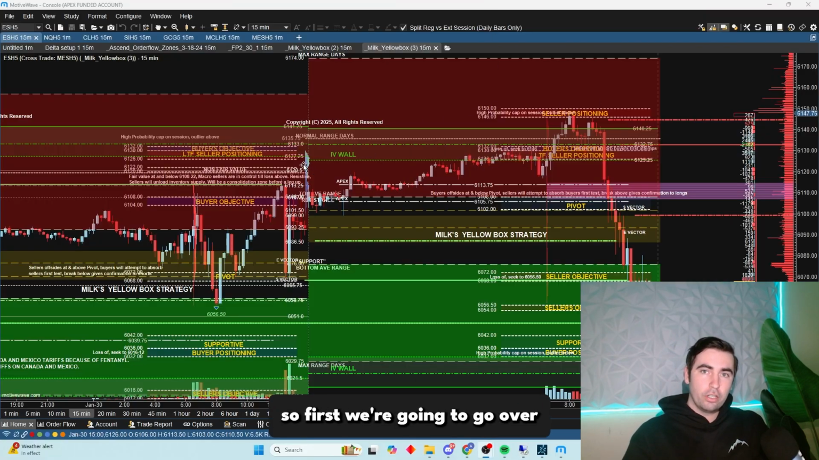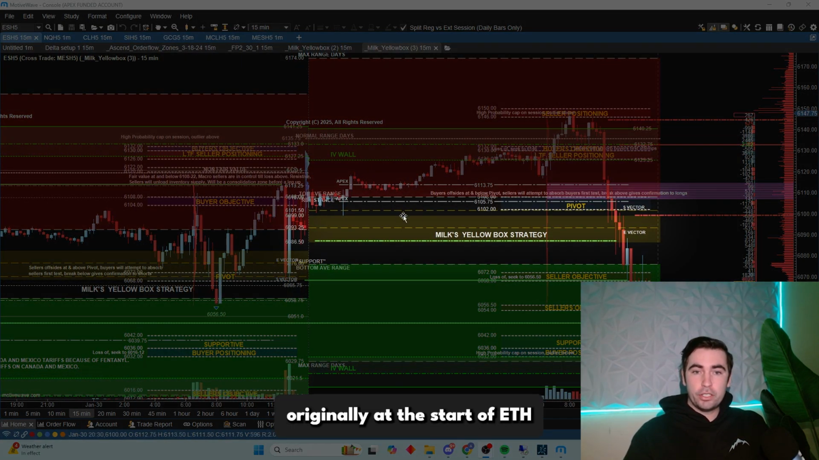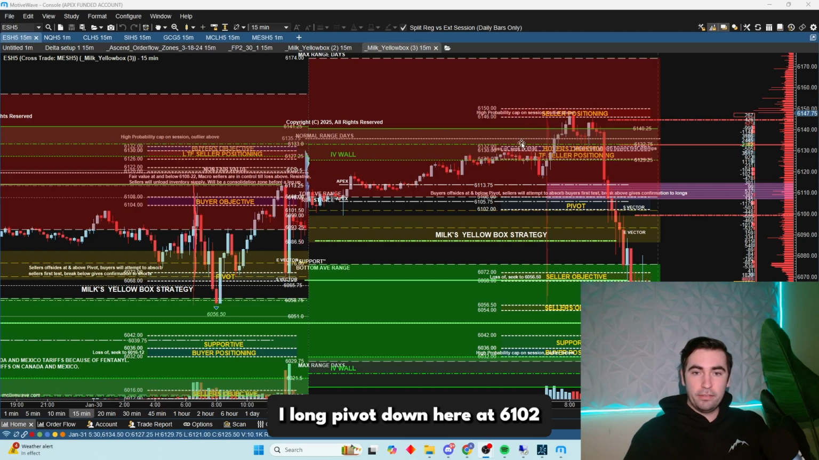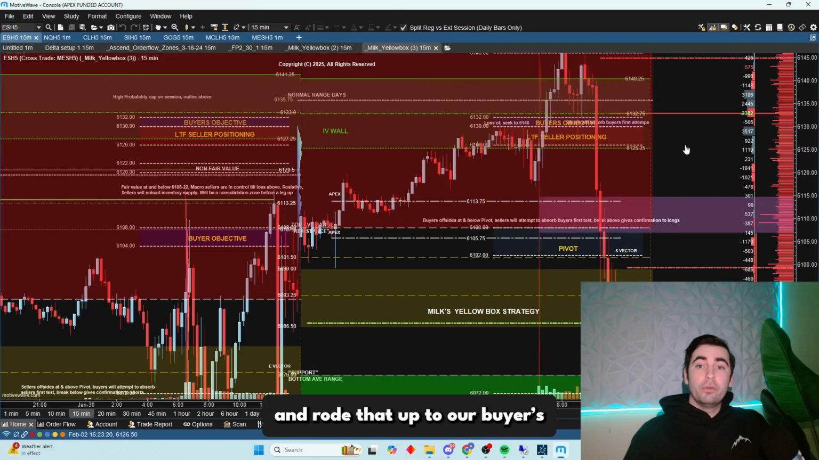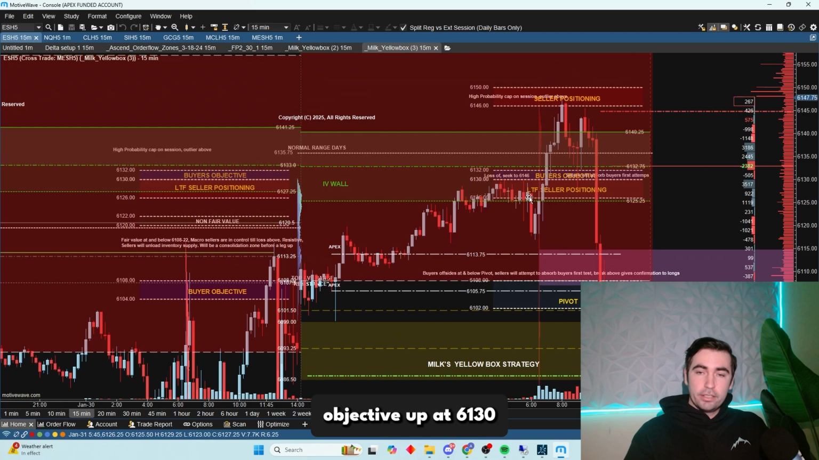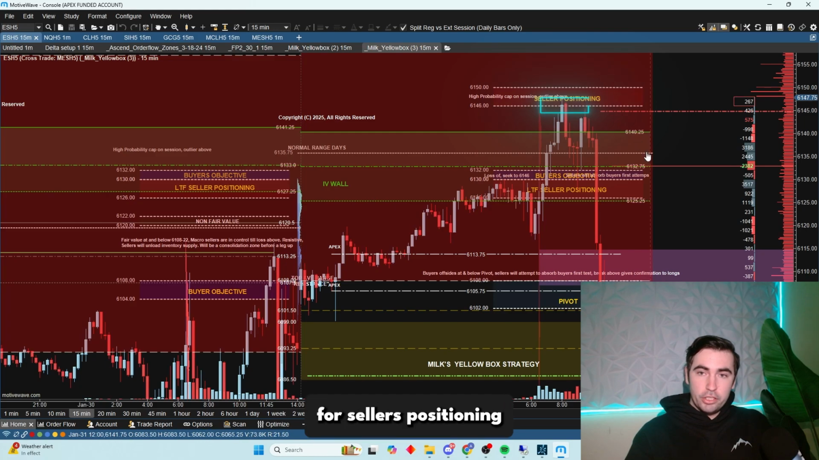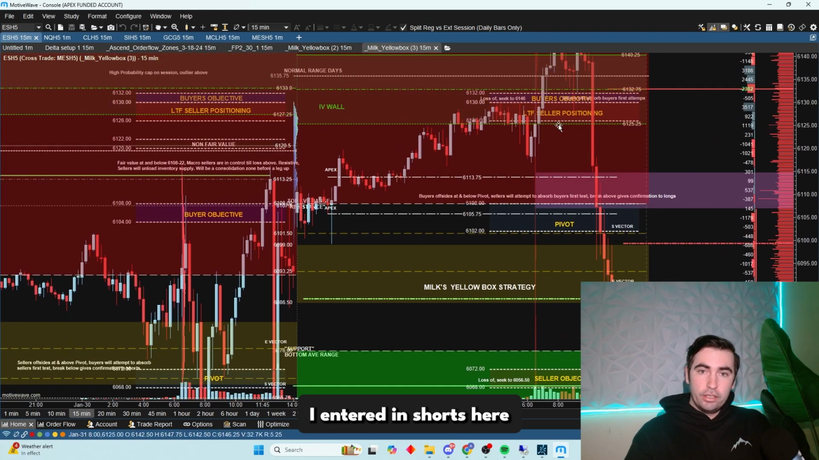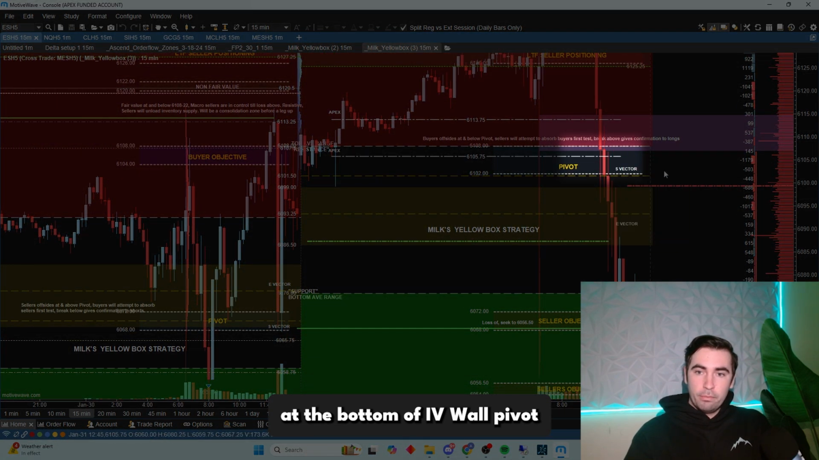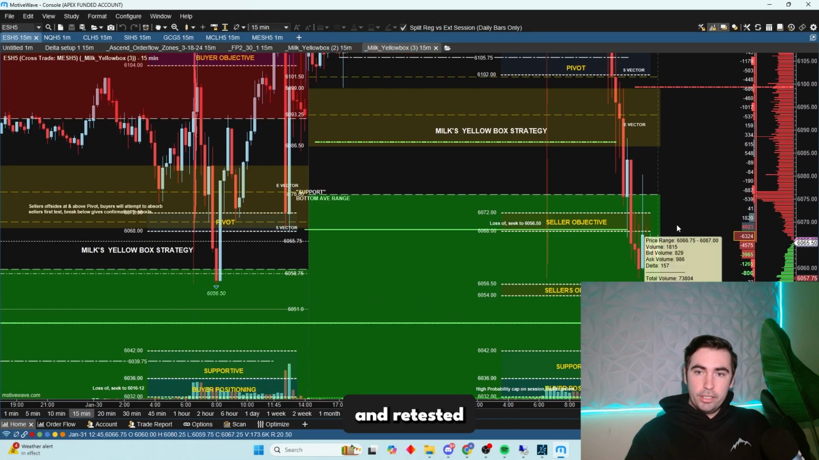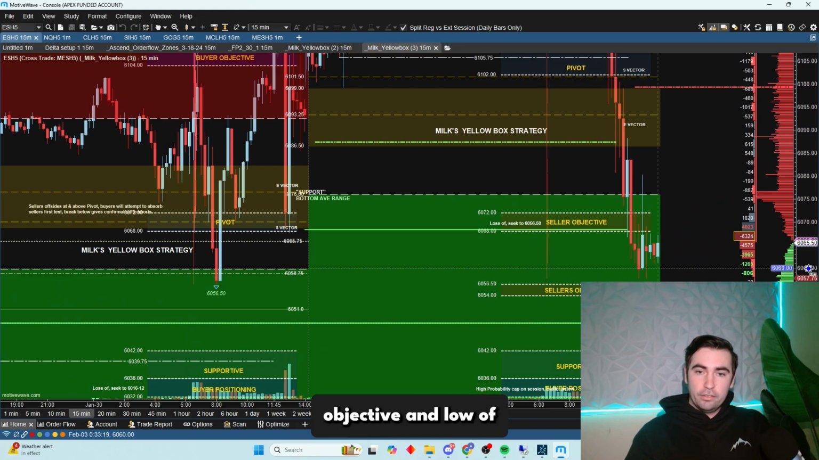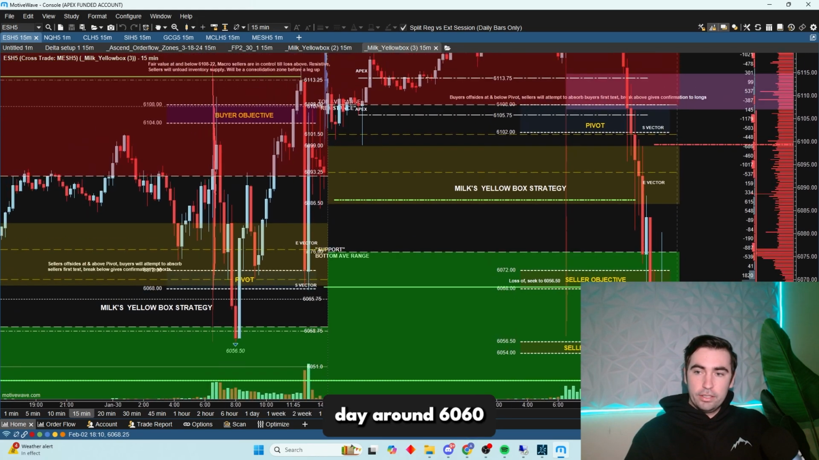So first we're going to go over Milk's yellow box chart. Originally at the start of ETH, I longed pivot down here at 6102 and rode that up to our buyer's objective up at 6130. I got all out of longs here and eventually waited until our test of 6146 for seller's positioning. I entered in shorts here and eventually took profits at the bottom of IV wall, pivot, and then when we closed above pivot and retested, I entered in more shorts for a full exit between seller's objective and low of day around 6060.